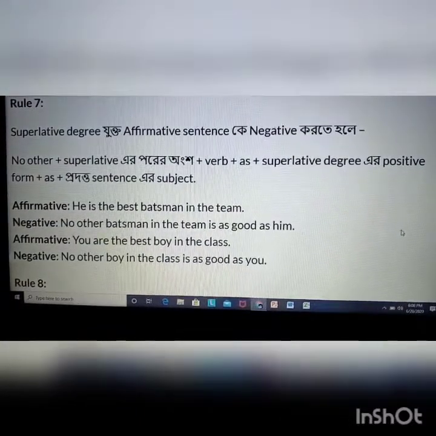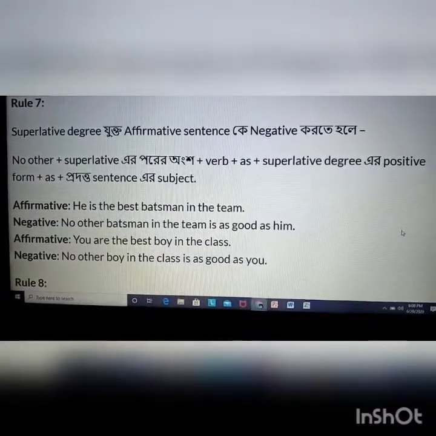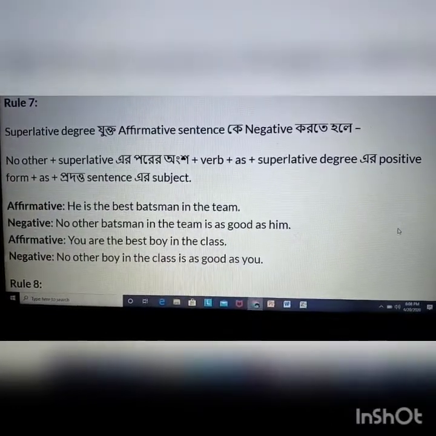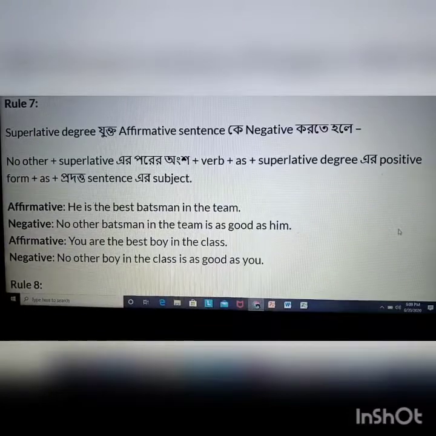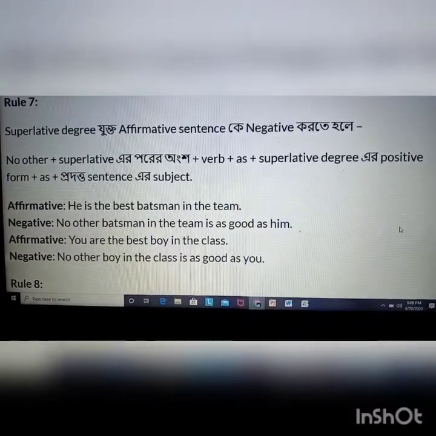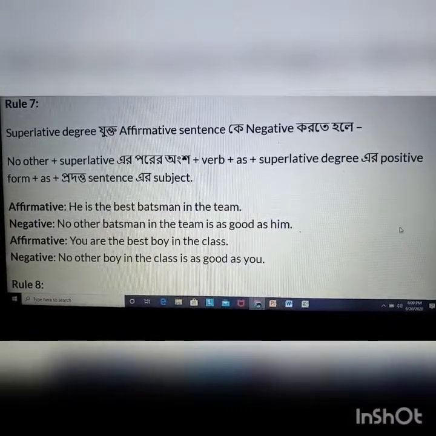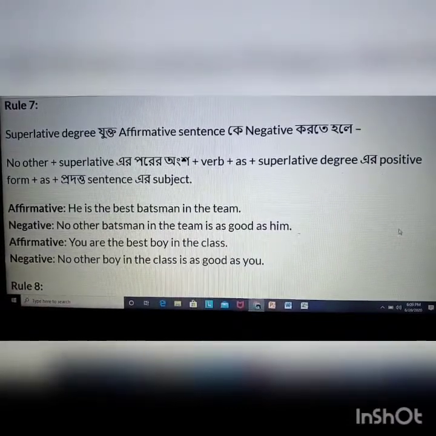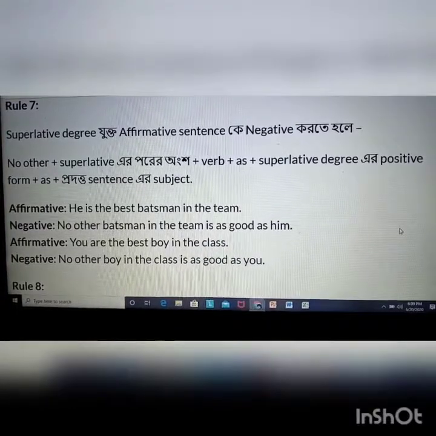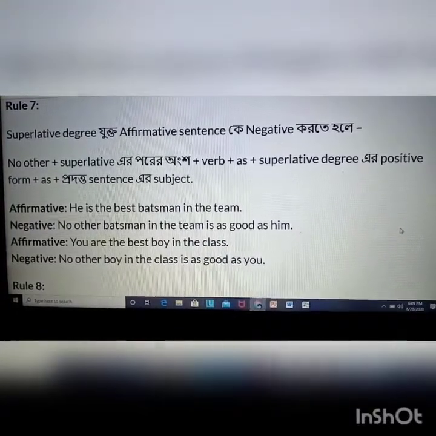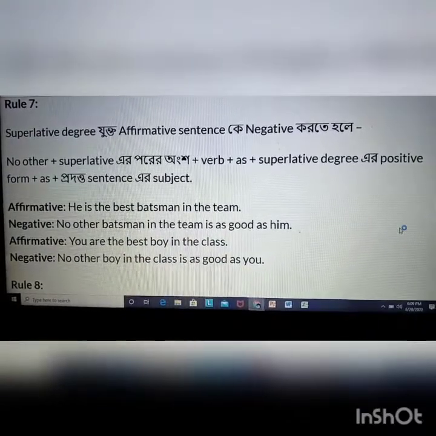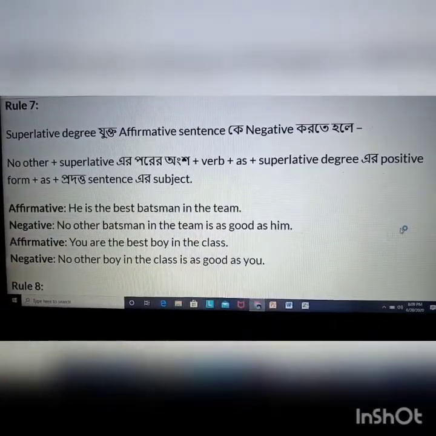To make a superlative degree affirmative sentence negative, the structure will be: no other, plus the next part of the superlative, plus verb, plus as, plus the positive form of the superlative degree, plus as, and the subject of the sentence. If we see the examples, it will be more clear to us.